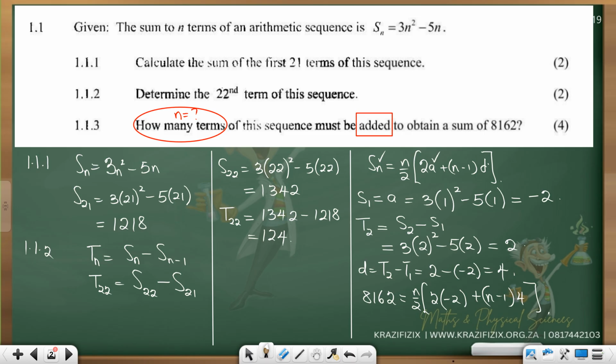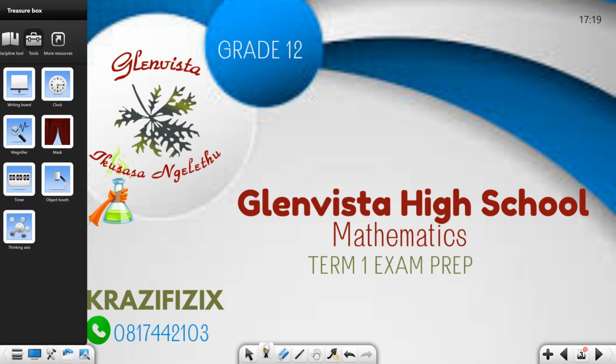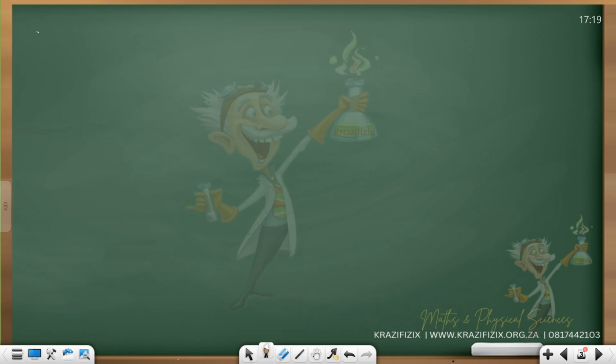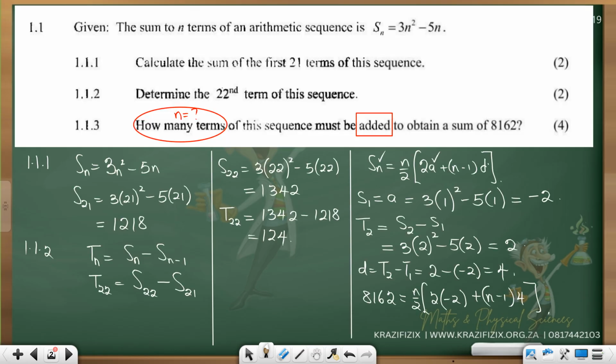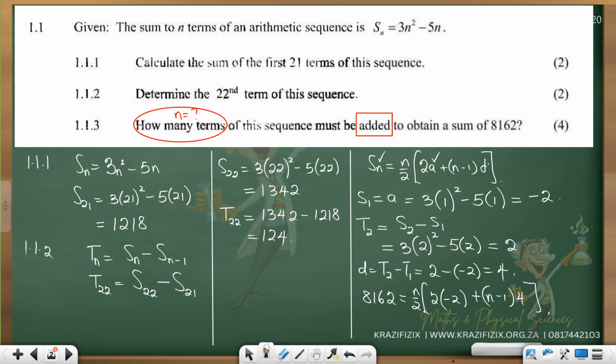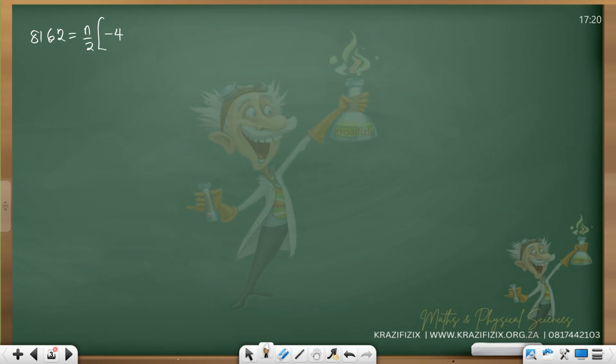You got N as what? 53. But let's solve that. For algebra purposes, I'd like us to solve this just for algebra purposes. What do I have? I have 8162 equals N over 2. 2 minus 2 is negative 4. And then you have what? 4n minus 4. See, I've already expanded. 4n.